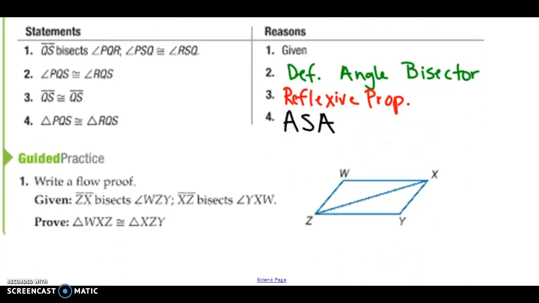If you'd like, you can try this example right here, pause the video and try it, and we can talk about it tomorrow.